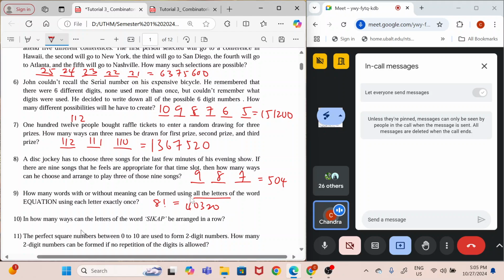In how many ways can the letters of the word CUP be arranged in a row? Again, 1, 2, 3, 4, 5 factorial, which is 120. No same letter here, so we don't need to divide. So this is the answer. Until 10 it's quite easy, just to warm up yourself. Copy first if you want.